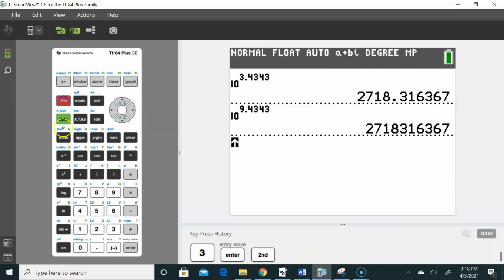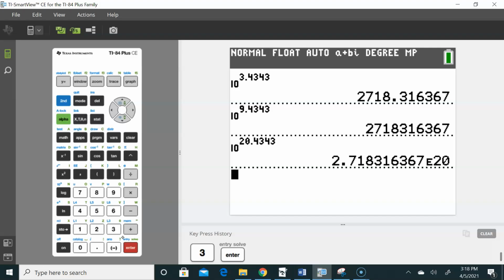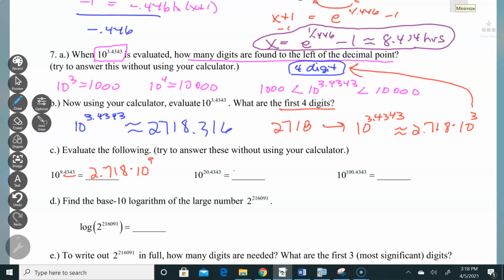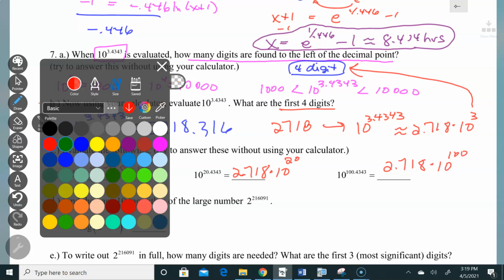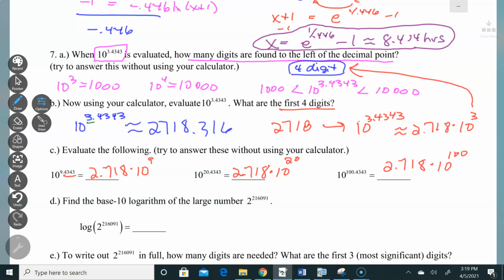This one is going to be exactly the same. 10 raised to the 20.4343. And look at that. I get exactly what I had before, those digits, except I have raised to the 20th, 2.718 times 10 to the 20th. And this last one is going to be 2.718 times 10 to the 100th. Notice 3, 10 to the 3rd, 4-digit number, 9, 20, 100.